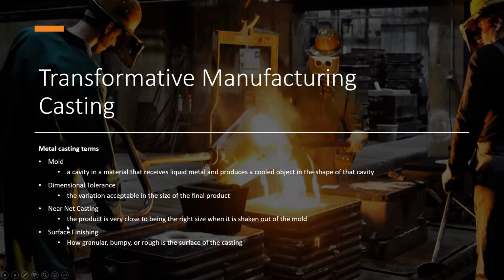And then surface finishing. Depending on the type of mold cast that you're using, you can create different surface finishes. So you can have a granular or bumpy or a rough surface if you're using sand casting, which is very common. And depending on the type of sand, whether it's a rough or coarse type of sand or a much, much finer sand, will determine what the finish of the cast ends up being.